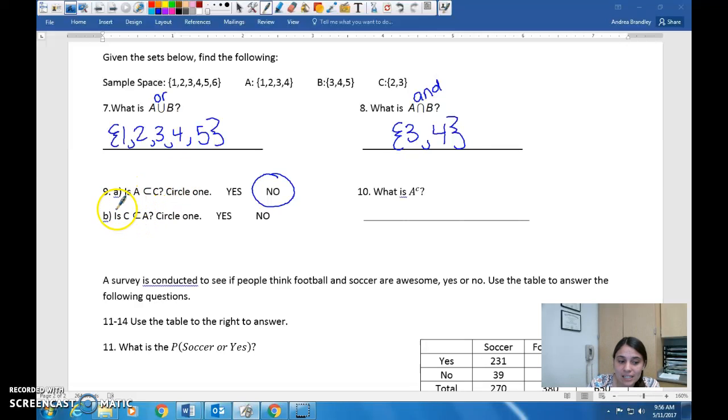B asks, is C a subset of A? Well, if I look at C, I have 2 and 3, and 2 and 3 are also in A, so I could say yes, C is a subset of A.